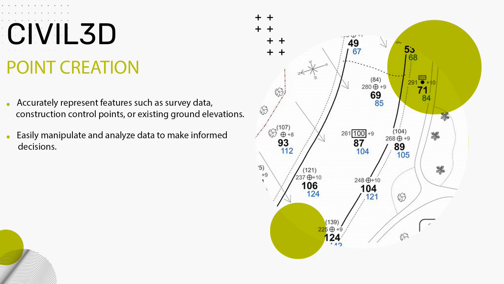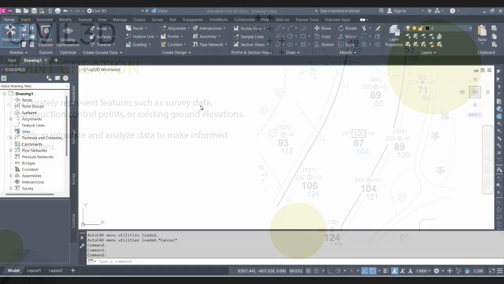Point creation in CIVIL3D is a critical part of any civil engineering project. It allows us to accurately represent features such as survey data, construction control points, or existing ground elevations. By creating points in CIVIL3D, we can easily manipulate and analyze data to make informed decisions. Now let me walk you through the entire process.